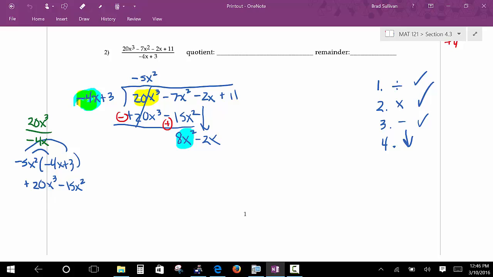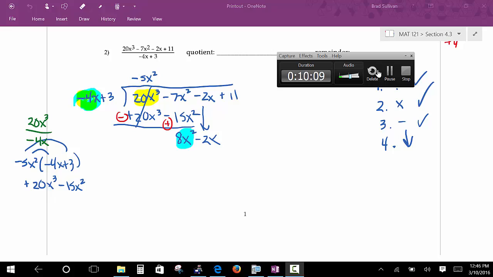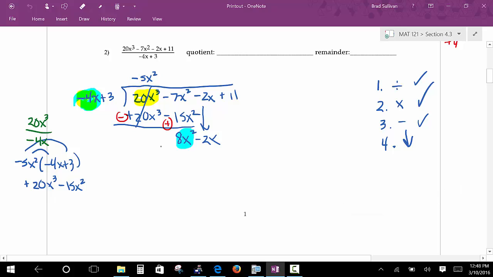And you'll have to do this a little bit in this class. You won't have to do it nearly as much as synthetic division. All right. Okay, so the next step is you're doing 8x squared divided by negative 4x, okay? That is negative 2x. Now, one thing I hope you guys are noticing, look at the answer. Aren't the exponents going down? They're descending, okay?